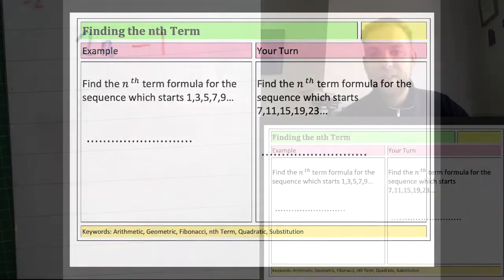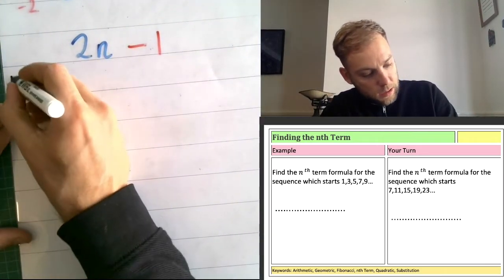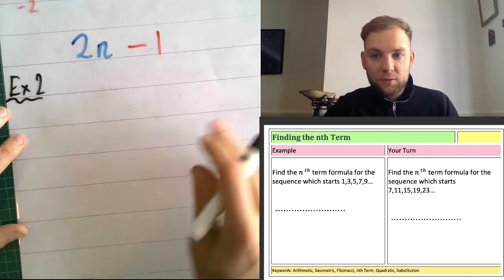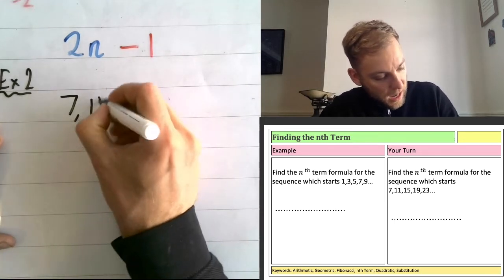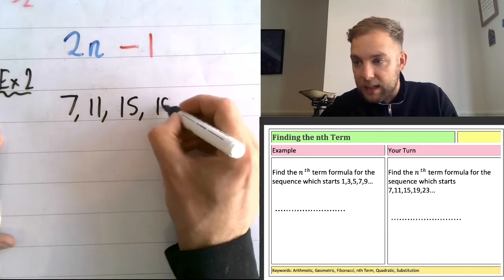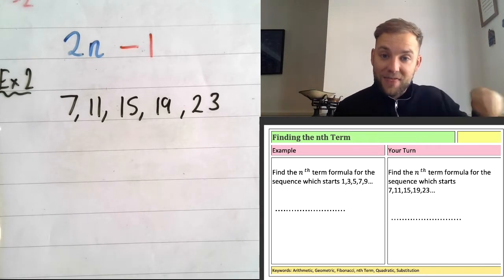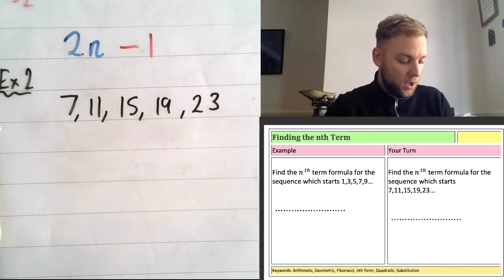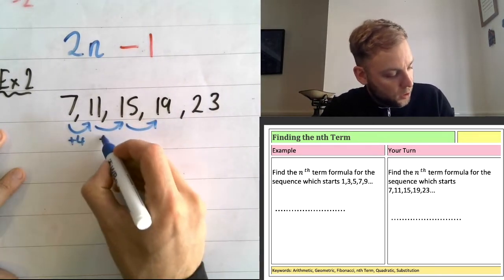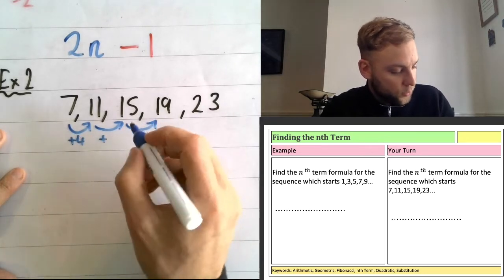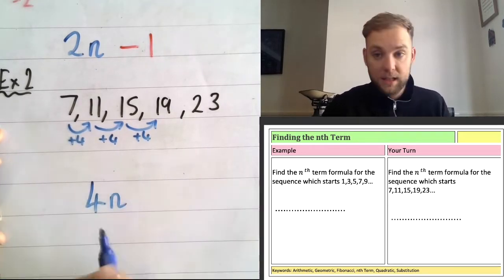Okay, let's have a go at this one together then. So this is example 2. So let's write down what my sequence is first. My sequence is 7, 11, 15, 19, and 23. So remember, we're using DINO, which stands for the difference, n, and then my 0th term. So the difference in this one, well, how do I get from 7 to 11, 11 to 15, 15 to 19? Well, it's going to be plus 4, plus 4, plus 4, plus 4, so that means it's going to be 4n, like so.